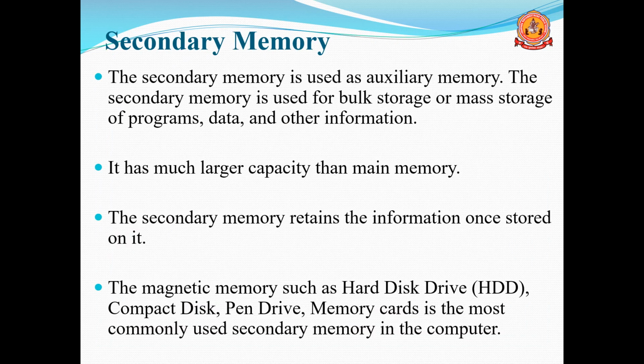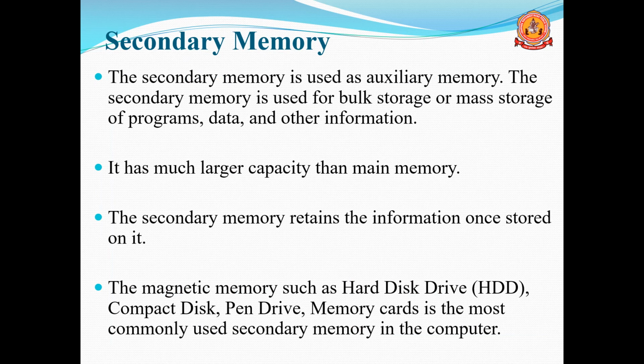Next one is secondary memory. Memory is mainly divided into two types: one is primary memory and one more is secondary memory. The secondary memory is used as auxiliary memory, or we can say the backup memory. Thus, secondary memory is used for bulk storage or mass storage of programs, data and other information.